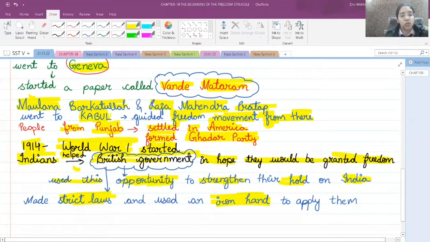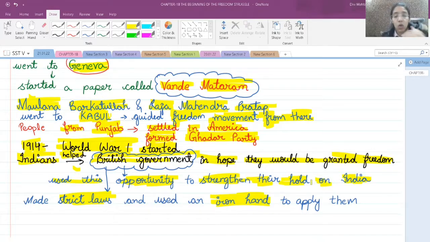But the British government was very clever. They used this opportunity to strengthen their hold on India. Now they wanted to capture more parts of India.